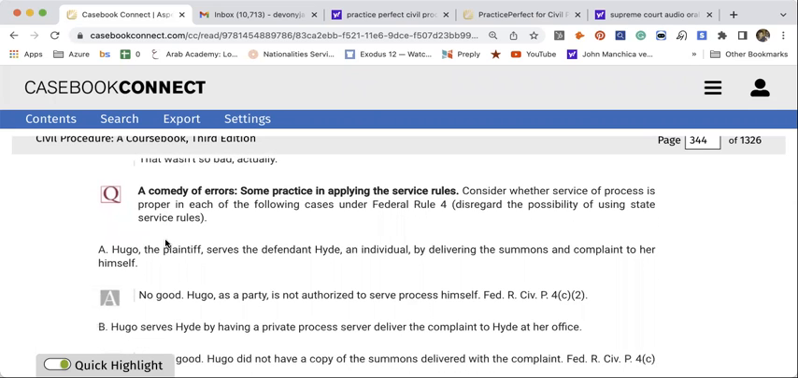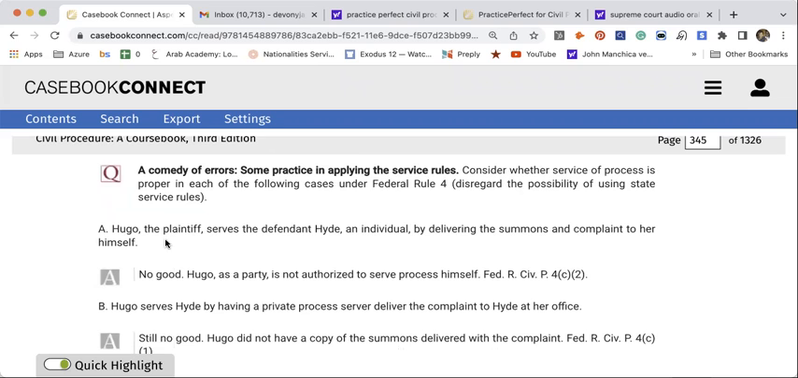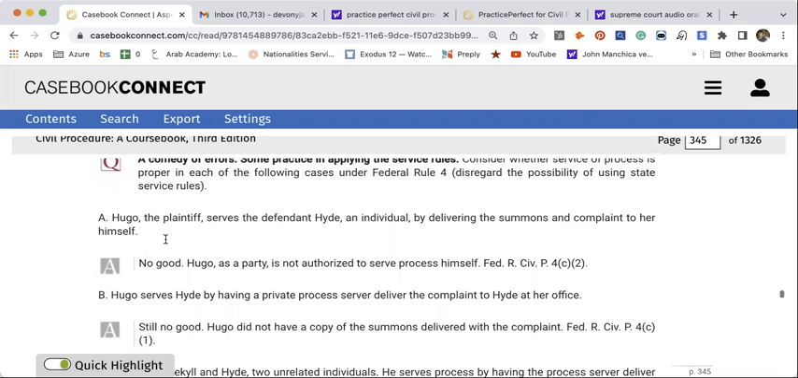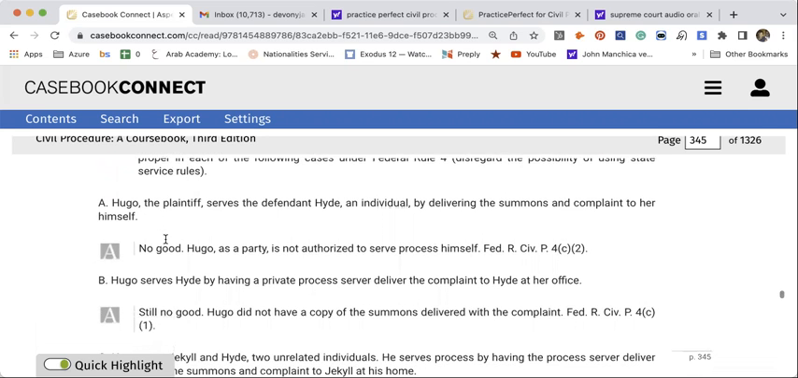Comedy of errors: some practice in applying the service rules. Consider whether service of process is proper in each of the following cases. Under Federal Rule 4, disregard the possibility of using state service rules.